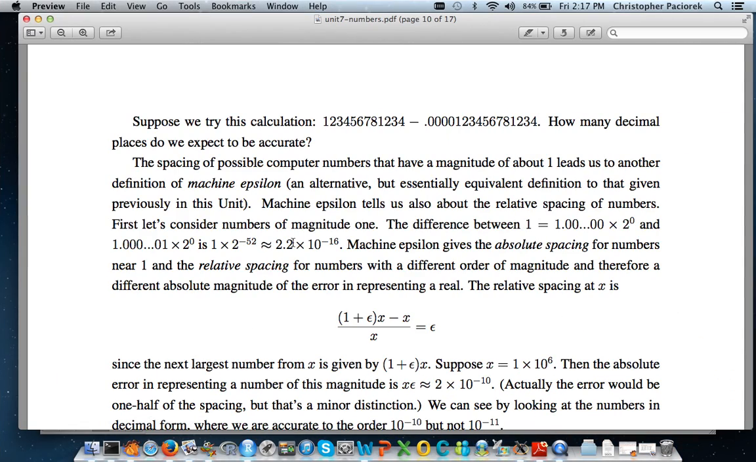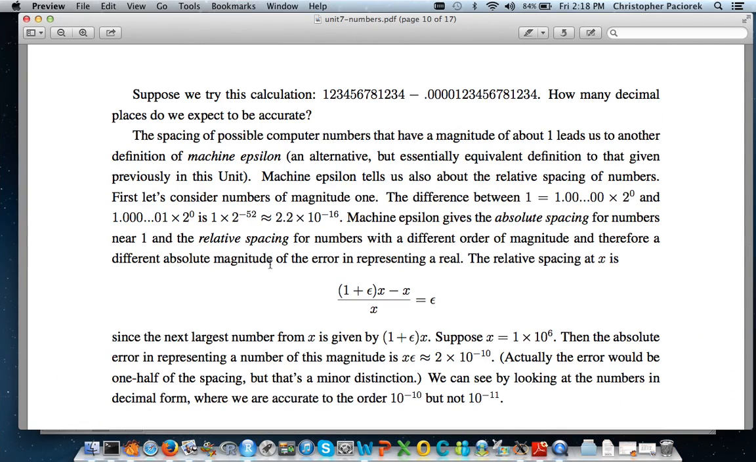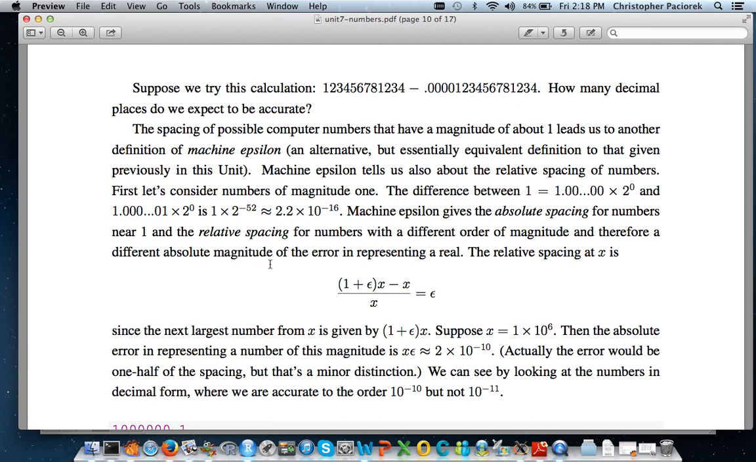So another definition of machine epsilon is the relative spacing of numbers on the computer. And when the numbers are around 1, it's actually the absolute spacing between the numbers. So that's what we're seeing over there. You can represent 0.1. Base 2. Not base 2, but that's just 1 over 2 to the 0.